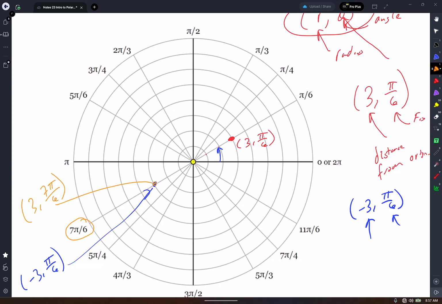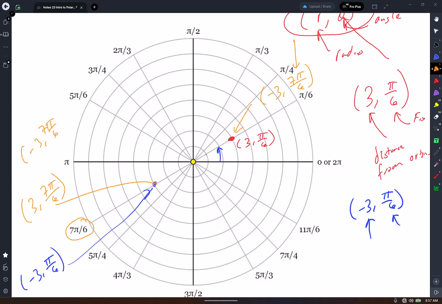If it was negative 3 comma 7 pi over 6, you would go to 7 pi over 6, and then you go backwards, 1, 2, 3, and it would be right there. So that's negative 3 comma 7 pi over 6. That's why I tell you guys to do the angle first, and then start counting. That's the easiest way to do it. Does that make sense, guys? Perfect. See, you're already pros.